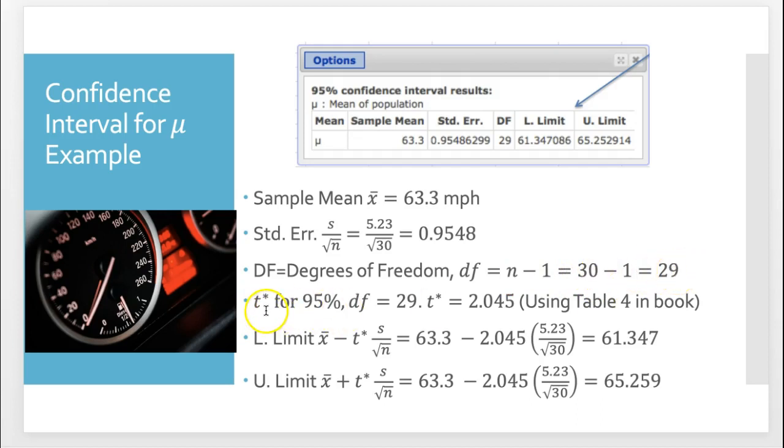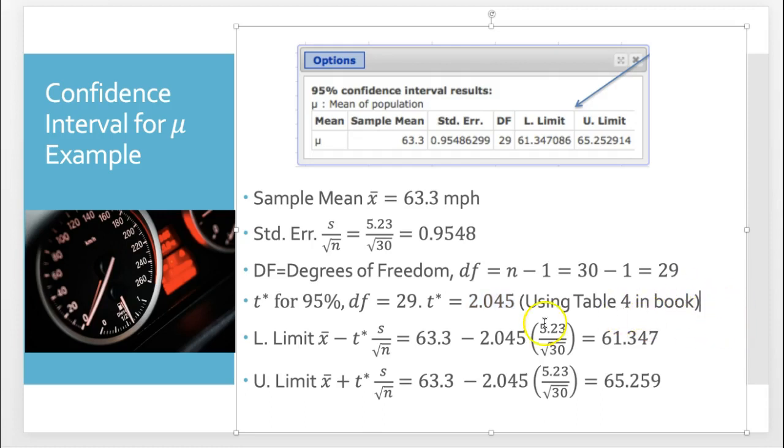Now, T star. How did they find T star? Well, StatCrunch is always going to be more accurate in finding T star. The book is terrible in finding accurate values for T star. But just for fun, actually this value is not too bad. Remember, we want T star for 95% and degrees of freedom 29. So in the book, I go down to degrees of freedom 29, and then I move over to the right until I hit 95%. And when I hit 95%, this is the number that I get. So I'm using the table in your book, and that's what they get there.